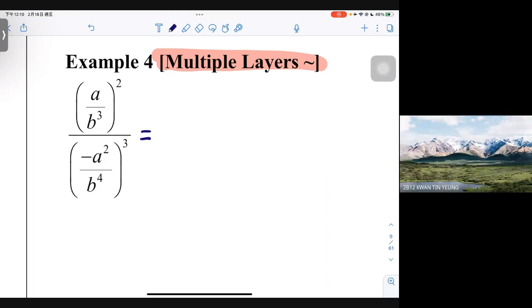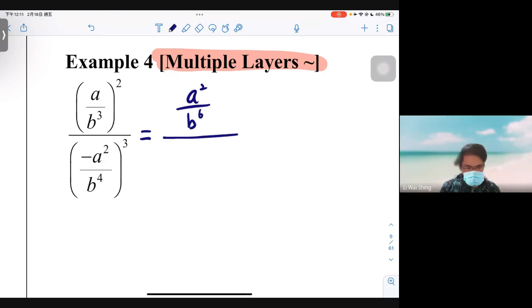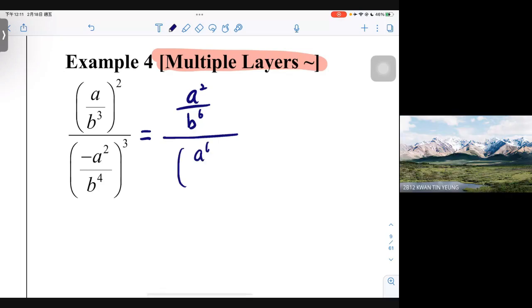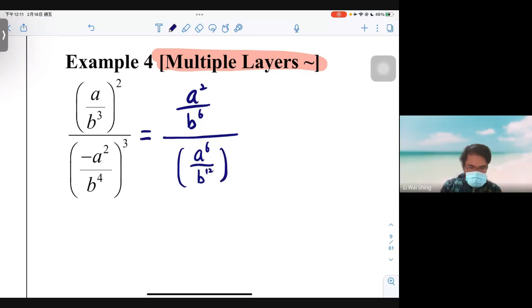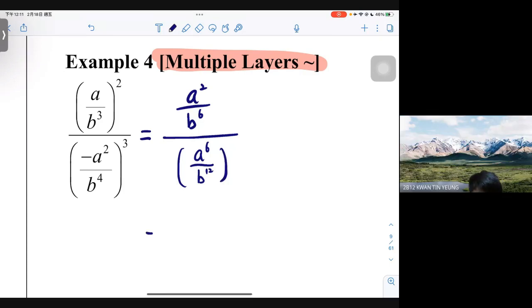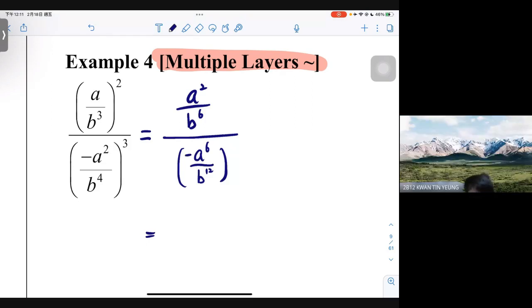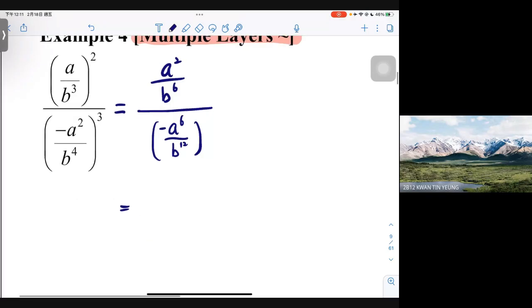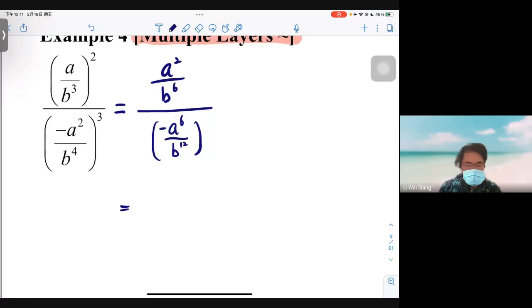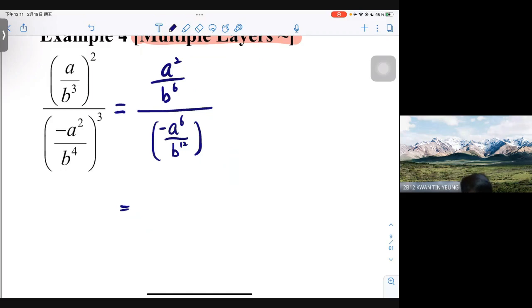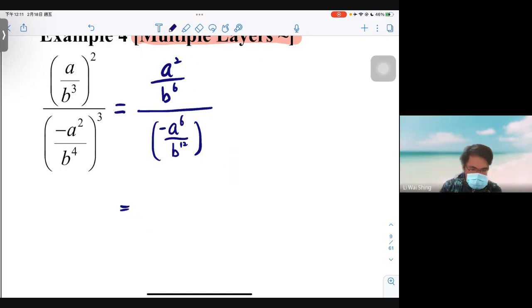Become a squared over b to the power of 6 and over brackets minus a to the power of 6 and over b to the power of 12. But there are still 4 layers. How can I deal with these 4 layers? No, minus a^6. Minus a^6. Okay, then you split the index inside. And the lower part need to invert. Why does it need to invert? What would it become first? The fraction is division, so what would it be?